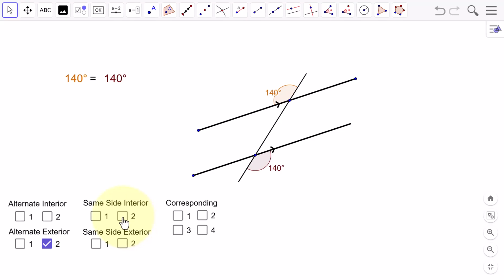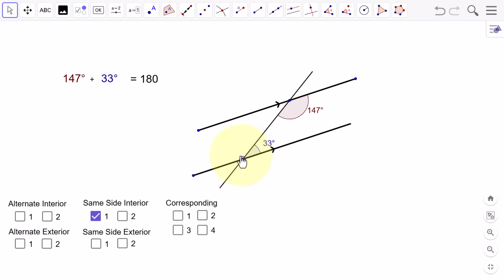Then finally, before we go, look at this same side interior. When you add the two interior angles of the parallel lines, for example, this 140 and this 40, you can see that it will give us 180 degrees. This is another important formula you must not forget in this topic. Whenever you add these two interior angles, it will give us 180 degrees. So take note of that.